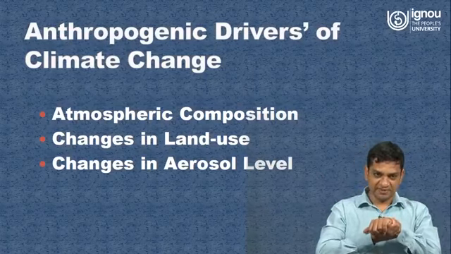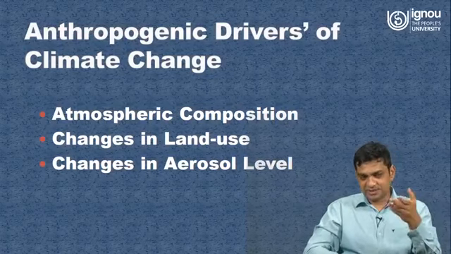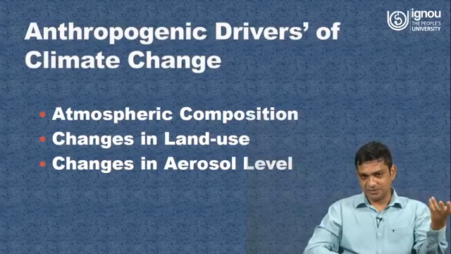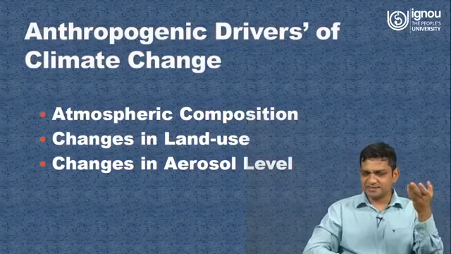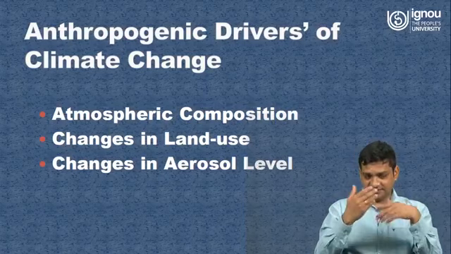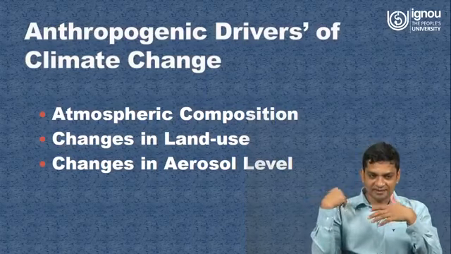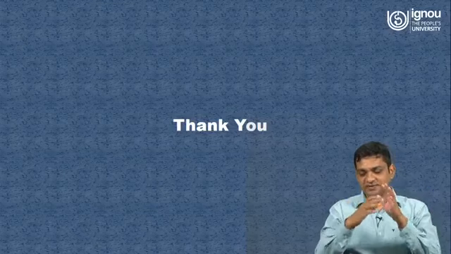Land use change is not only agriculture, it can be in the urban ecosystem also. The urban ecosystem, the coastal ecosystem, everywhere there's a lot of change in land use, and that is also resulting in change in climate. And the last one is the aerosol level and aerosol concentration, where the main driver is again human activity and fossil fuel use. So these are the three important things as far as the anthropogenic drivers are concerned.